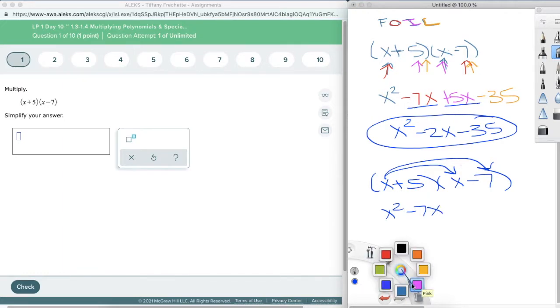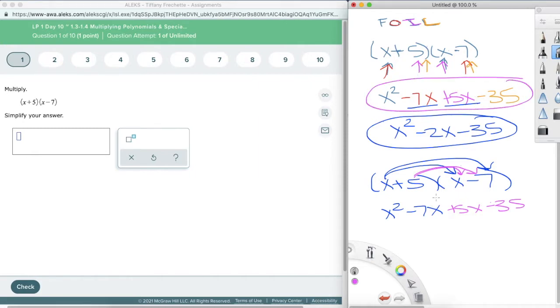And then I go to the next one, and I go 5 times x, and I get plus 5x. 5 times negative 7, and I get negative 35. If you notice, this is exactly the same thing that happened up here. It's actually the same order. So I'm using FOIL. I'm just not paying attention to first, outside, inside, last. I'm just looking at the factors. I'm saying x, I'm going to multiply by each piece, and then 5, I'm going to multiply by each piece. So either way that works.